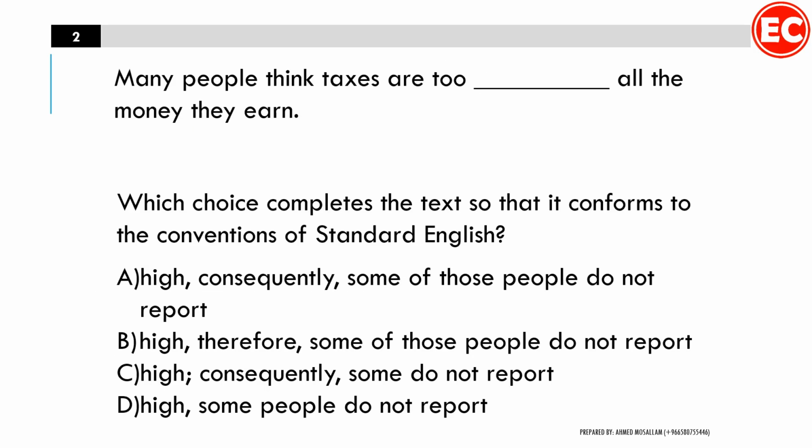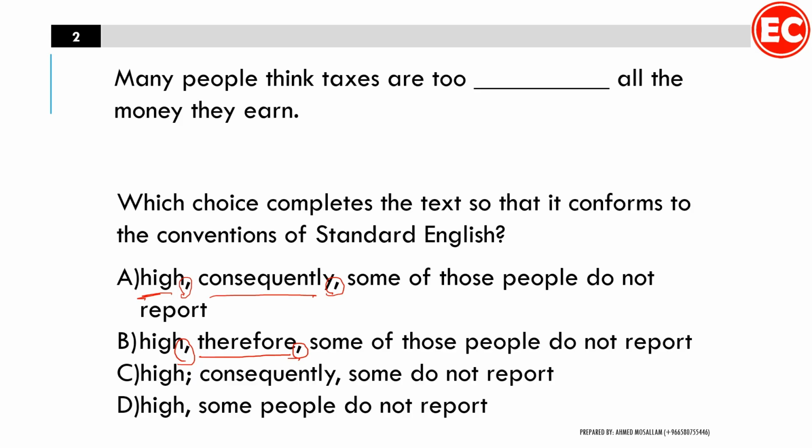Think of this example, pause the video, and then I'm going to explain it right now. Many people think taxes are too high. Here we have high with a comma after, and then consequently, a transitional word, and then a comma. This could work if the first sentence is not complete, so we have to read it again. Many people think taxes are too high. This is a complete sentence, so a comma alone is wrong. You can't have a comma alone. And that will cancel B as well, since we have a transitional word here with a comma. C, we have a semicolon, which is a good option. Leave it for now.